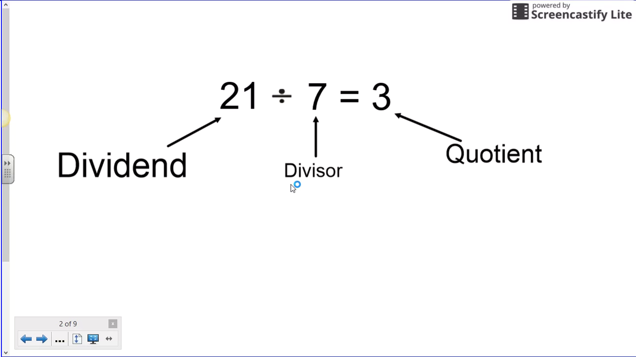Divisor, a smaller number. It's smaller than your dividend. Divisor, it's a smaller word. It's going to go with the 7. Remember, dividend with your total number of items, your biggest number. Divisor is always going to be the groups you're going to divide your items into. Last but not least, quotient is the answer to a division equation.